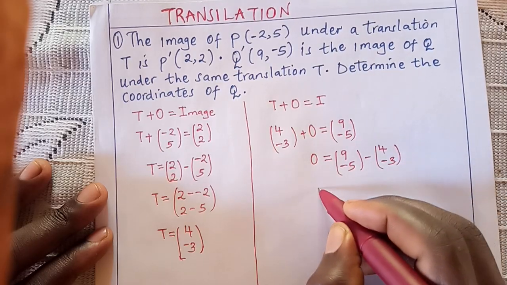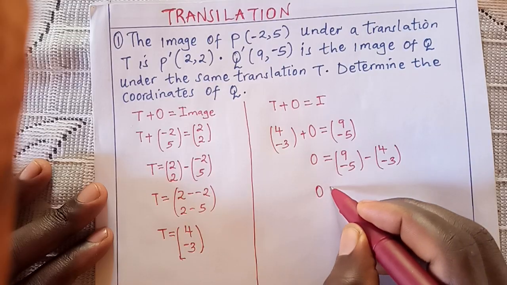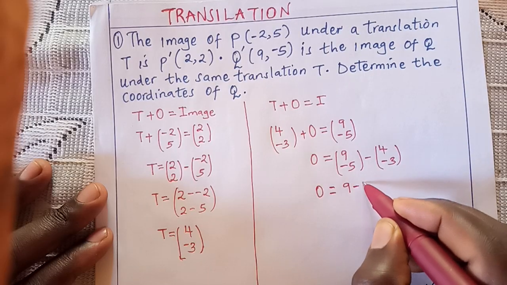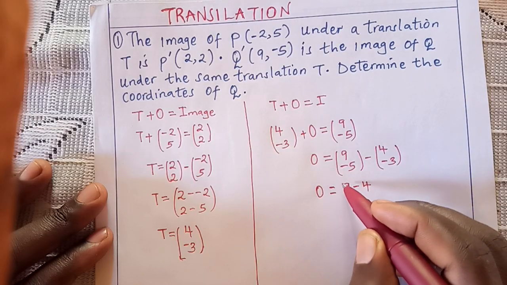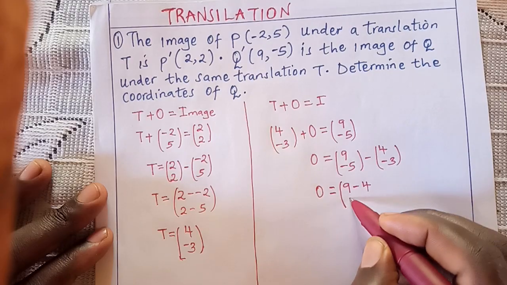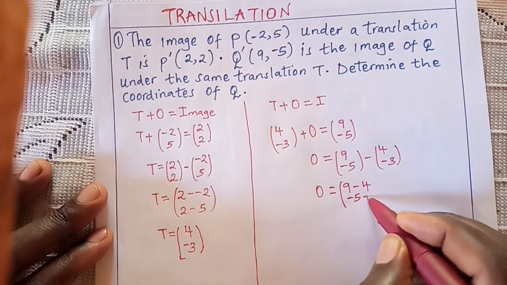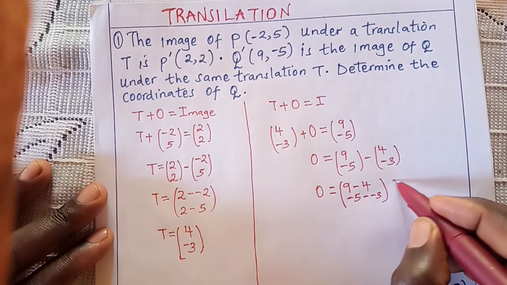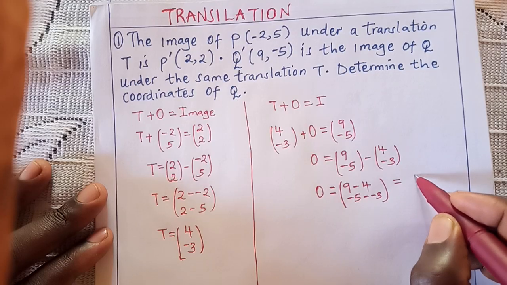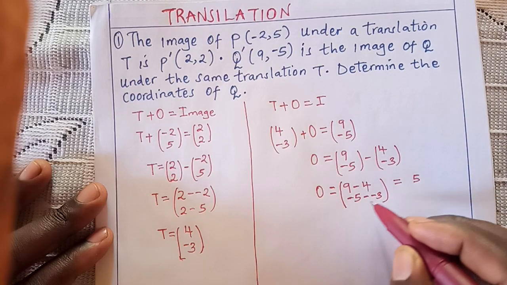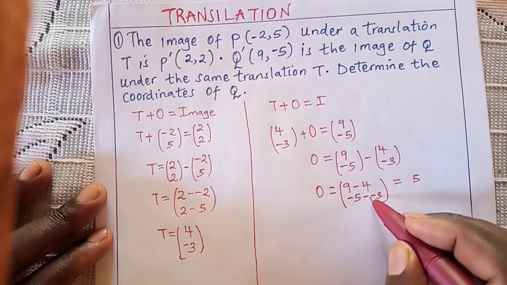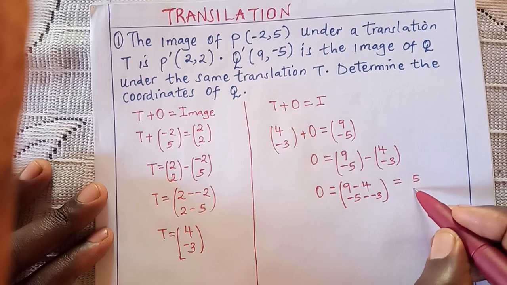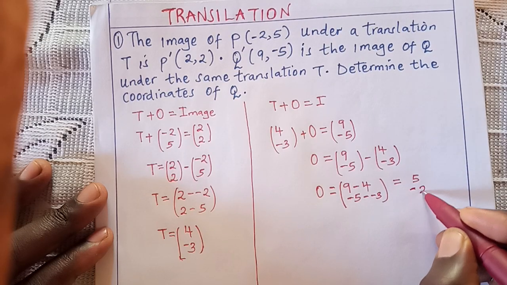Now we put like terms together and say that the object coordinate in fact is going to be 9 take away 4 under the x part, and then under the y part you say it is negative 5 minus 3. Under x, 9 minus 4, we get 5. Under y, negative 5 minus minus, this automatically becomes a positive, so it is negative 5 plus 3. It is going to give us a negative 2.